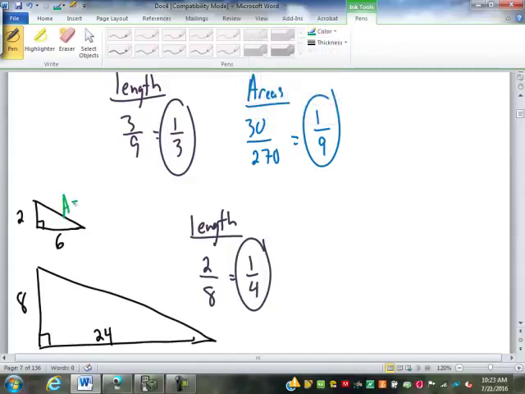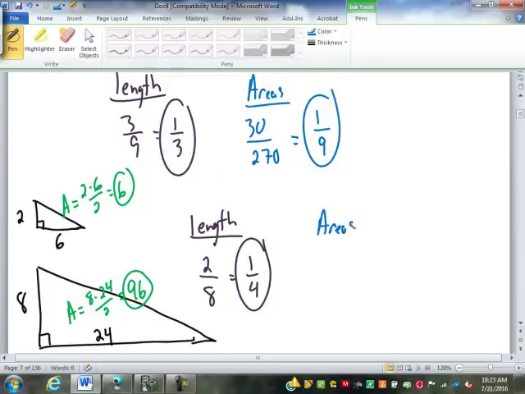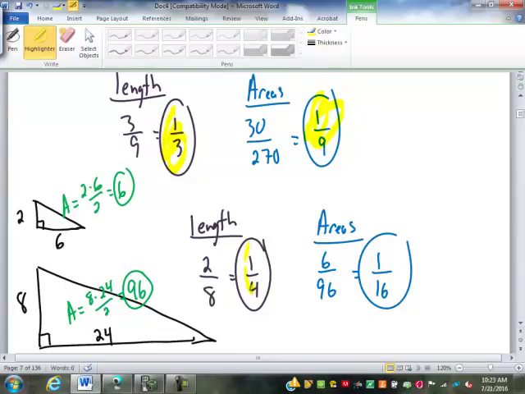What's the area of this one? 2 times 6 divided by 2, because it is a triangle, is 6. What's the area of this one? 8 times 24 divided by 2 is 96. So my ratio of areas is 6 to 96, which reduces to a 1 to 16 ratio. Can you see a relationship between the ratio of lengths and the ratio of areas that holds true for both of these problems?